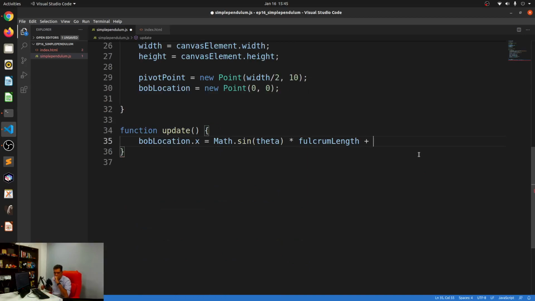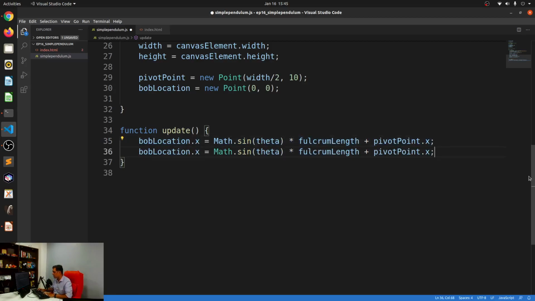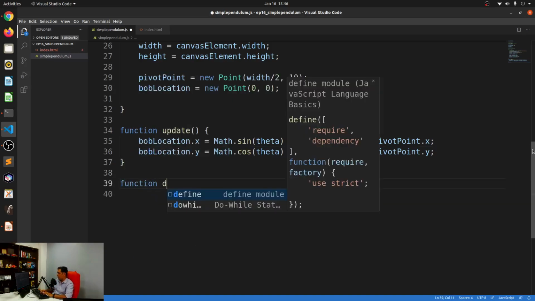Now remember, this bob is actually hanging by the pivot point. So we should add the pivot point's x location to it. That's the x location. And let's look at what the y location is. It's exactly cos theta fulcrum length plus pivot point dot y. All right, that's it. So now I have the actual bob's location. Now let's see what happens if I draw it.